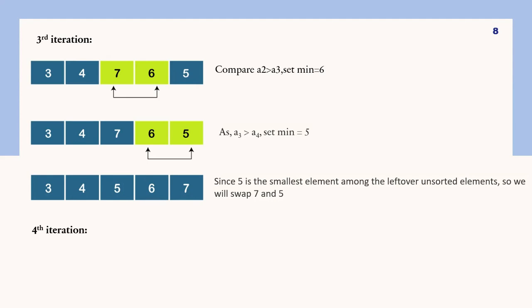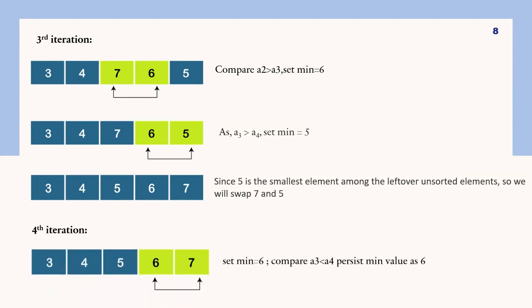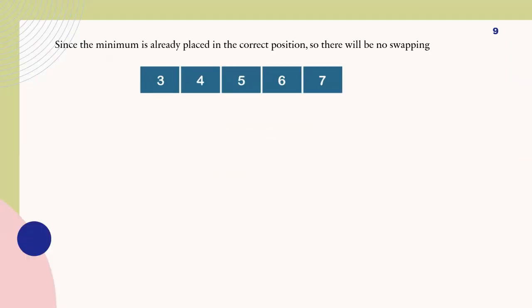For the fourth iteration, 6 is taken as minimum. We are comparing it with 7. Since 6 is smaller, we are not swapping and we will persist the minimum value as 6. Since the minimum is already placed, that is 6 is already in the correct position, we will not be swapping it again. So this is the final sorted array. So this is how we will implement the selection sort algorithm for a given array.